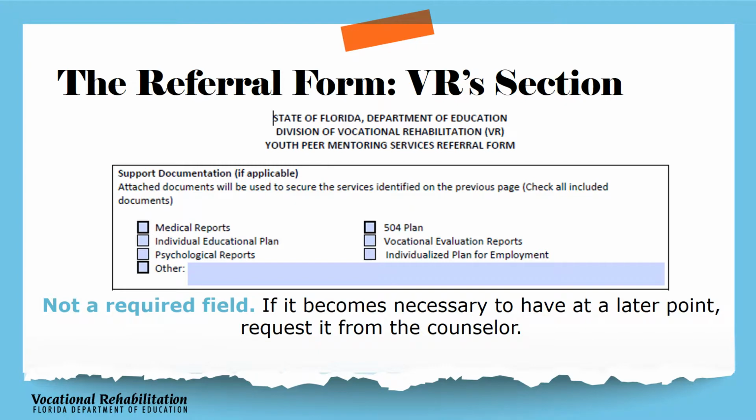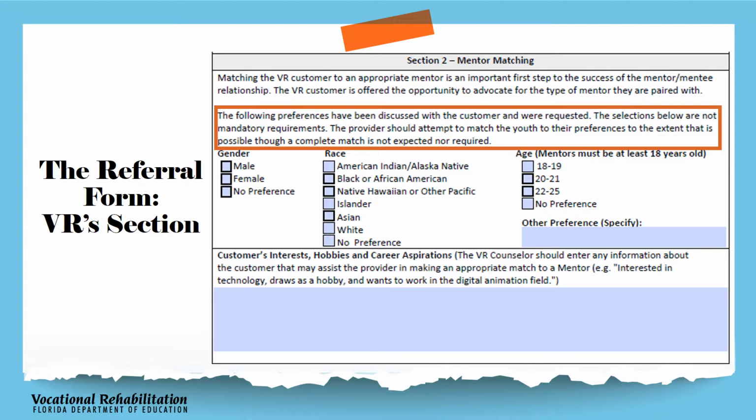Next, the counselor completes the supporting documentation section on page 2. They will gather any report, plan, or evaluation information that might be necessary for the youth to access or register with an organization. Supporting documentation isn't required, but if it becomes necessary to have at a later point, simply request it from the counselor.